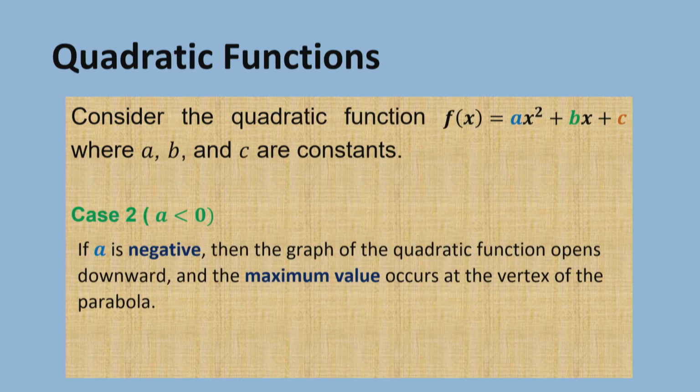Now, let's consider this function, f(x) = ax² + bx + c, where a, b, and c are constants. For case 2, where a is less than 0, that is, a is negative, the graph of the quadratic function will open downward, and the maximum value occurs at the vertex of the parabola.